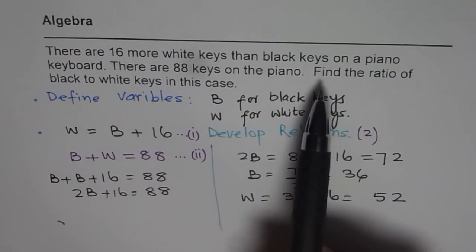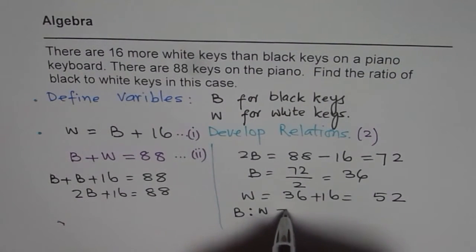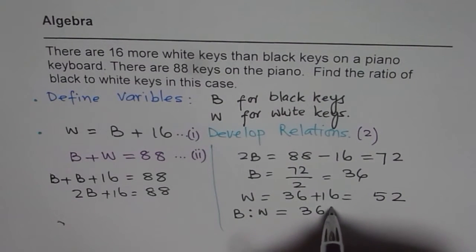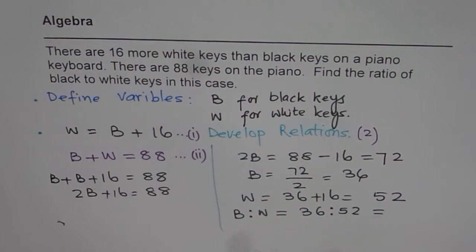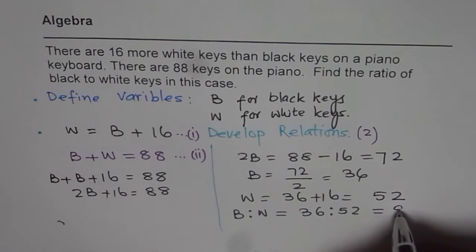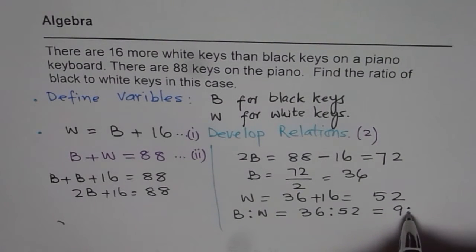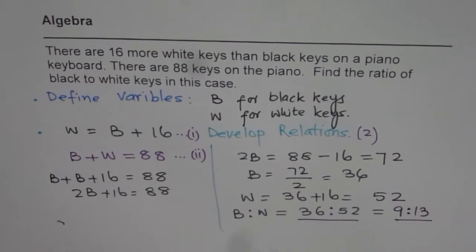The question really is, find the ratio of black to white keys. That means black to white keys equals 36 to 52. You can simplify and write it in simpler form also. Dividing both by 4, we get a ratio of 9 is to 13. So that is your answer. You could even leave it here, it's fine. 36 to 52 is the ratio of black to white keys.